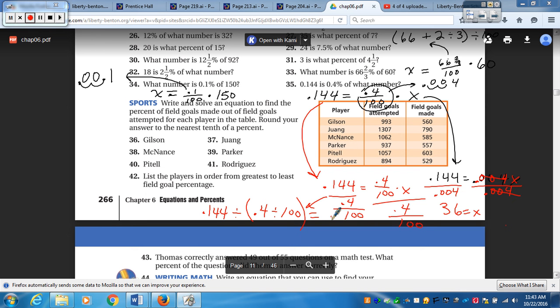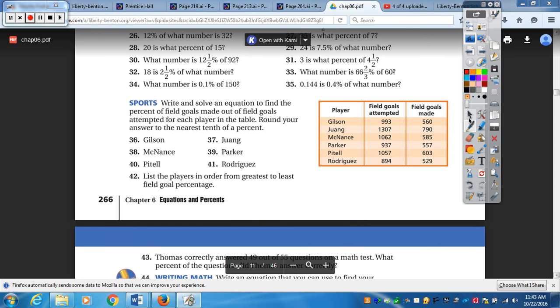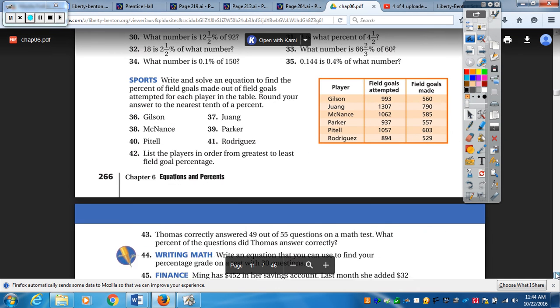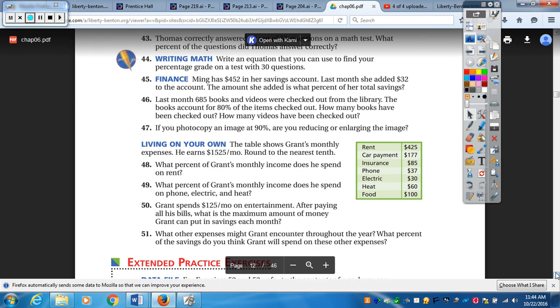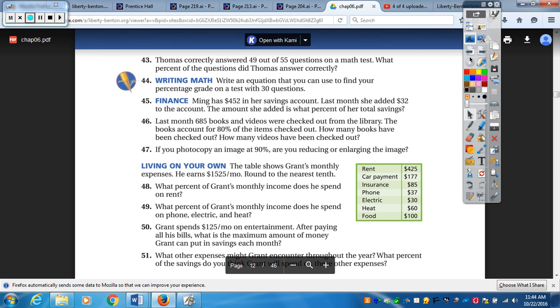So if we look down at the next section there, 43 to 50, let's clear that off. 43 to 50, right? That's what we had. Yep, there we go. It says there, Thomas correctly answered 49 out of 55 questions on the math test. Not bad, Thomas. What percent of the questions did Thomas answer correctly?